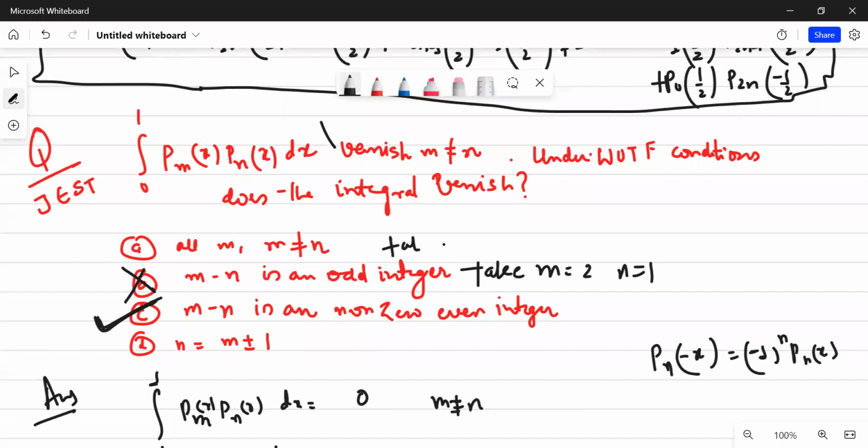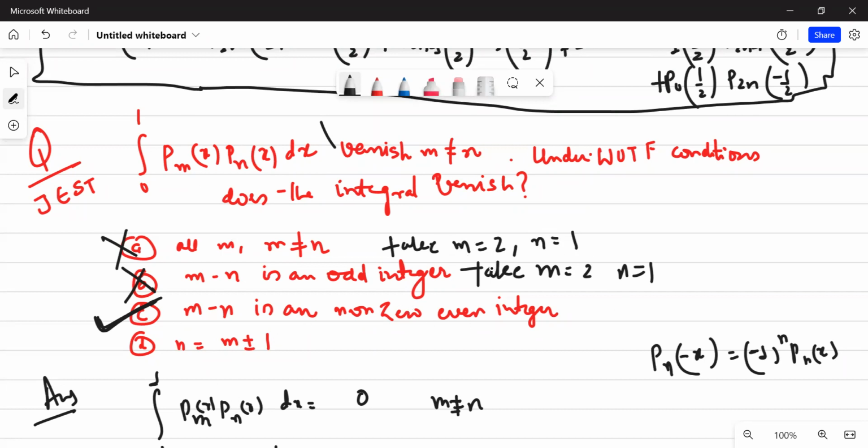Again, for all m, take m equal to 2 and n equal to 1. It is saying that for all m this integral would go to 0. No, take m equal to 2 and n equal to 1. So m is not equal to n, and if it is true for all m, then it should be true for m equal to 2 also. This integral is coming out as 1 over 8, so it is not 0. So you cannot take these two options.